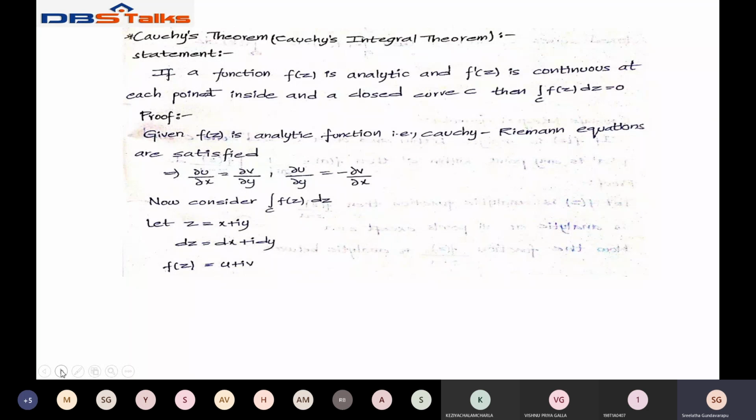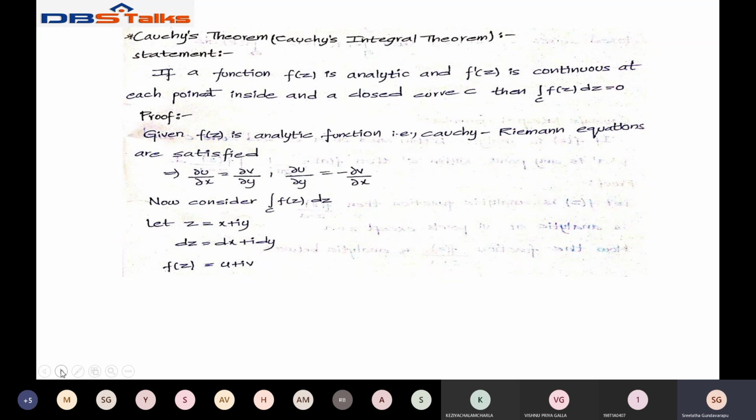Proof of the theorem: in the statement, it is given that f of z is an analytic function. That means the Cauchy-Riemann equations are satisfied. So the Cauchy-Riemann equations are dou u by dou x equal to dou v by dou y and dou u by dou y equal to minus dou v by dou x. So these are the CR equations.